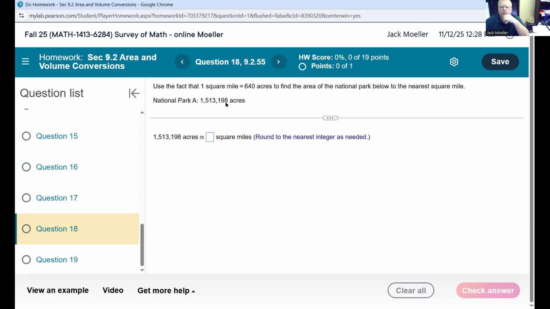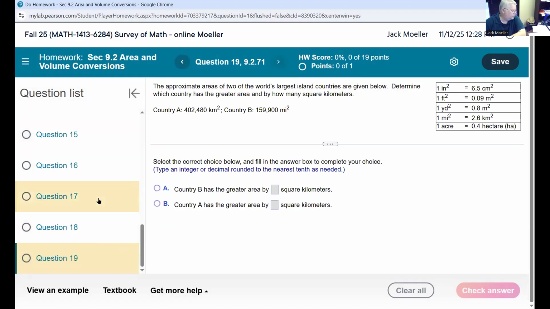All right. So converting acres to square miles. Well, there's your conversion right there: 1 square mile, 640 acres. So these are pretty basic problems in terms of what we've been doing. This last one, here are 2 island countries. We're given the area, determine which country has the bigger area and by how many square kilometers. Notice this one is in square kilometers for country A. This one is in square miles for country B.